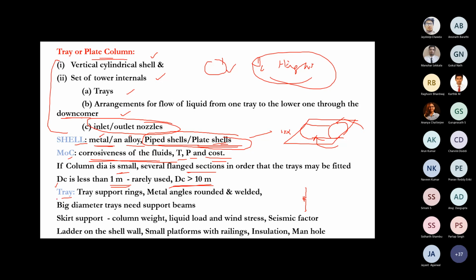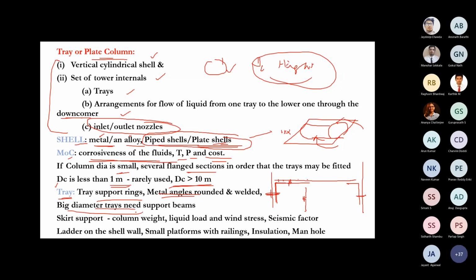With respect to trays, you should know about tray support rings, which support the trays inside the column. Tray support rings are nothing but metal angles like this. This is your shell wall, and this is your tray support ring. This has to be welded. Then this is the other side of the shell wall, with another tray support ring, which has to be welded or bolted. Over this you keep your tray. Like this you make the tray support.